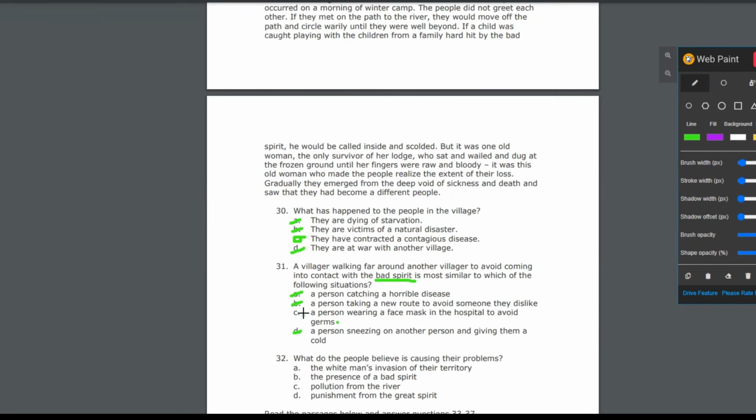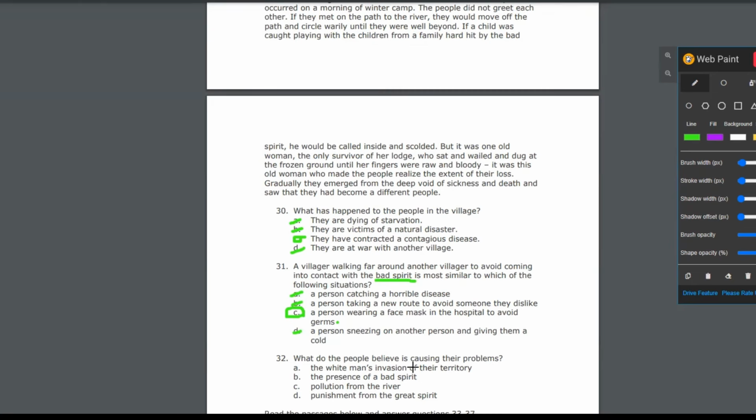So that is what leaves us with C, because if somebody wears a mask, they're just trying to avoid getting sick. They're trying to avoid catching that, which is the gist of somebody walking around another villager. All right, 32. What do the people believe is causing their problems?